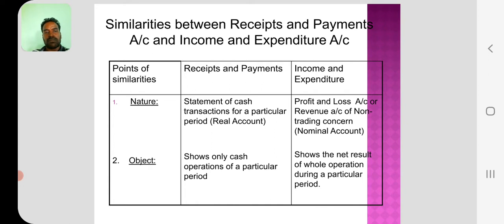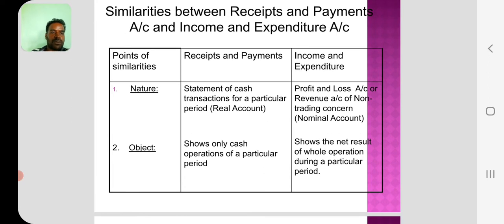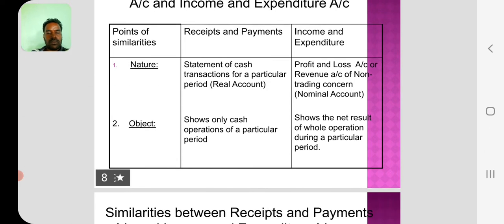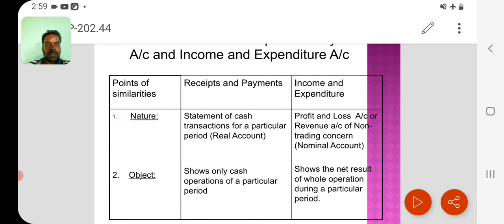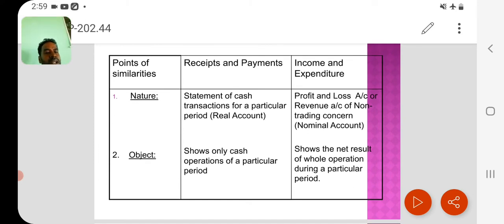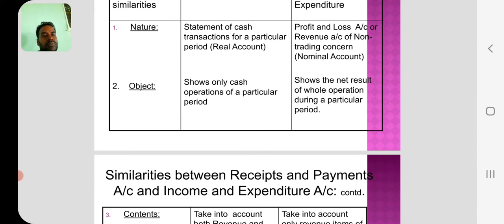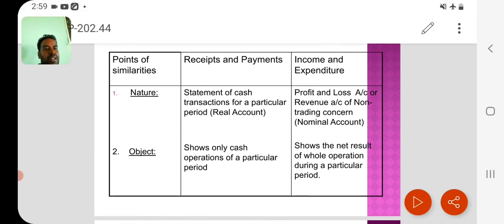The first one is nature. Receipts and payments account is a statement of cash transactions for a particular year. It follows the real account rule, whereas income and expenditure account is the profit and loss account, a revenue account of a non-trading concern. It follows the nominal account rule. Object: receipts and payments shows only cash operations for a particular year, whereas income and expenditure shows the income and net results of the whole operation during the particular period.